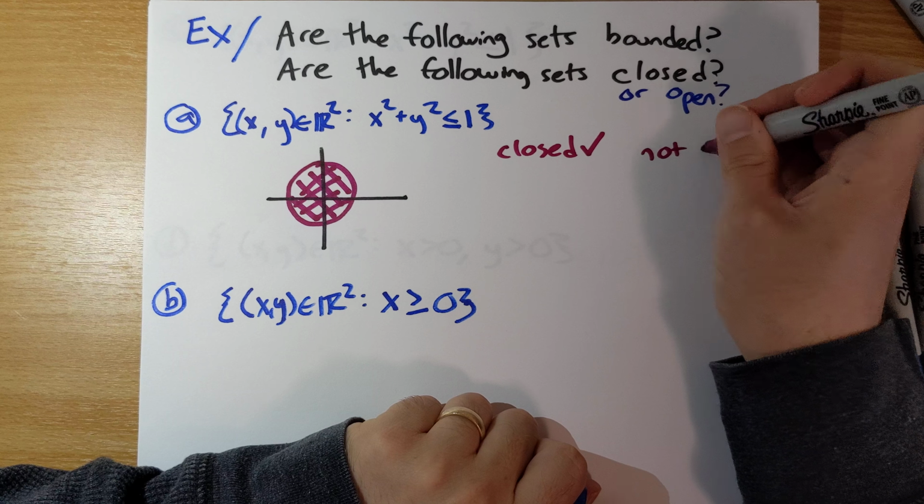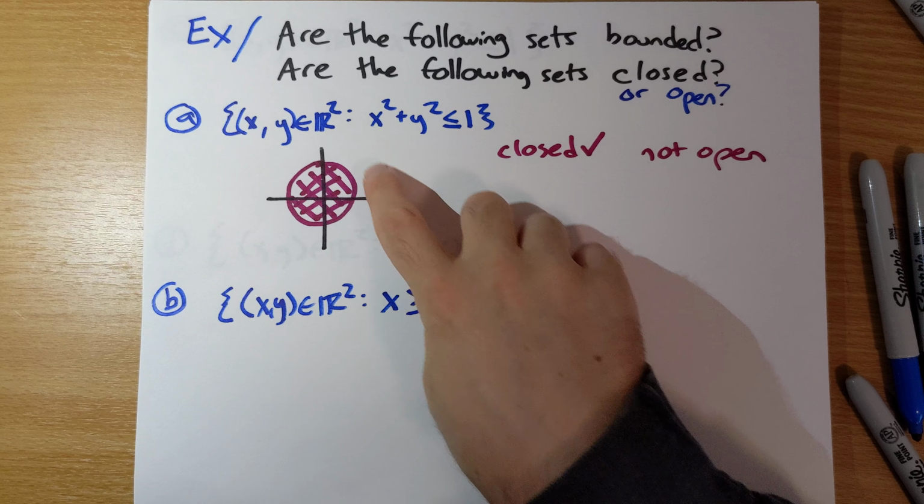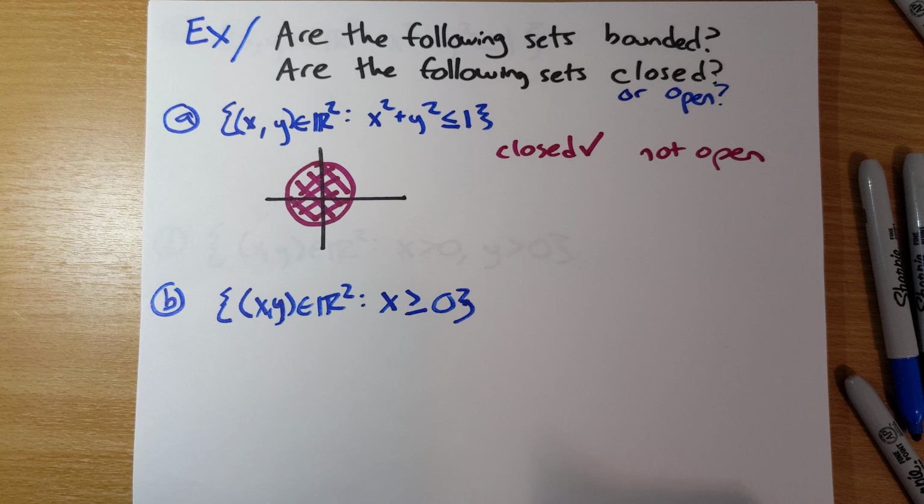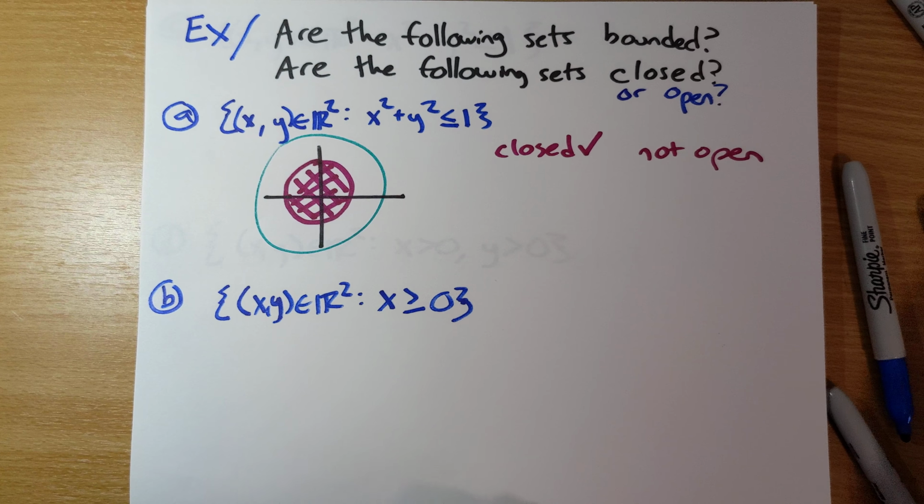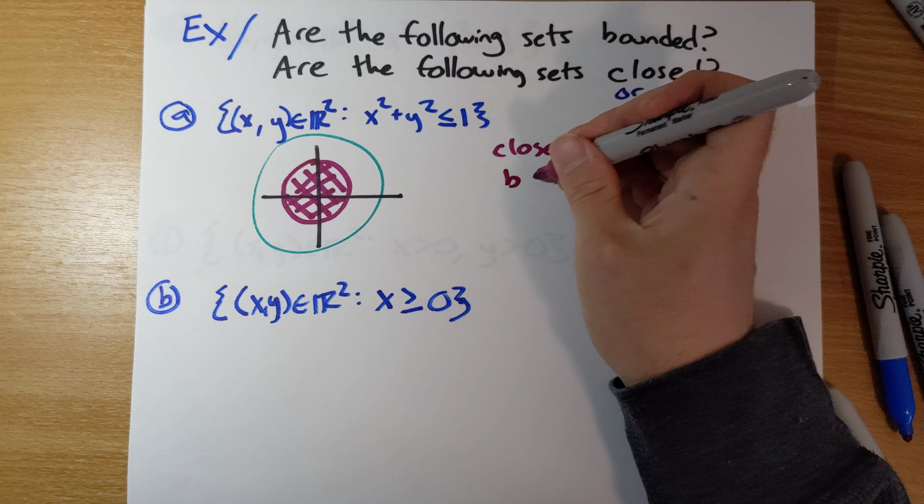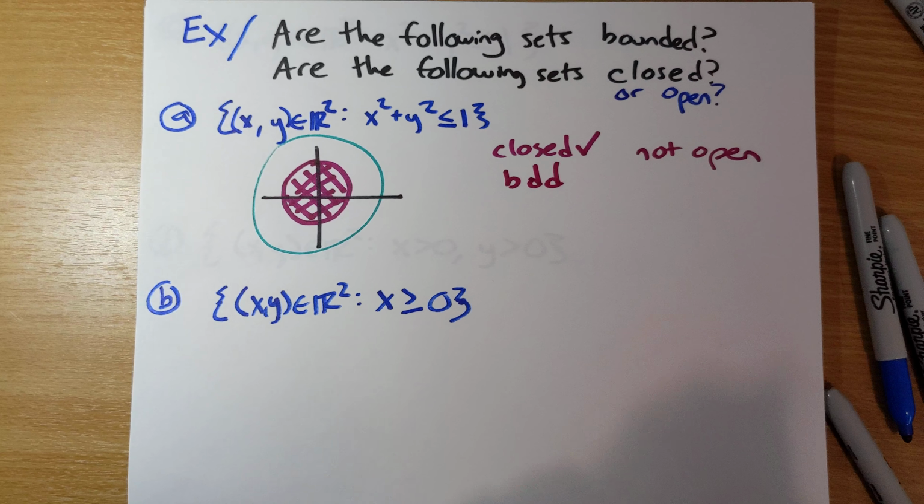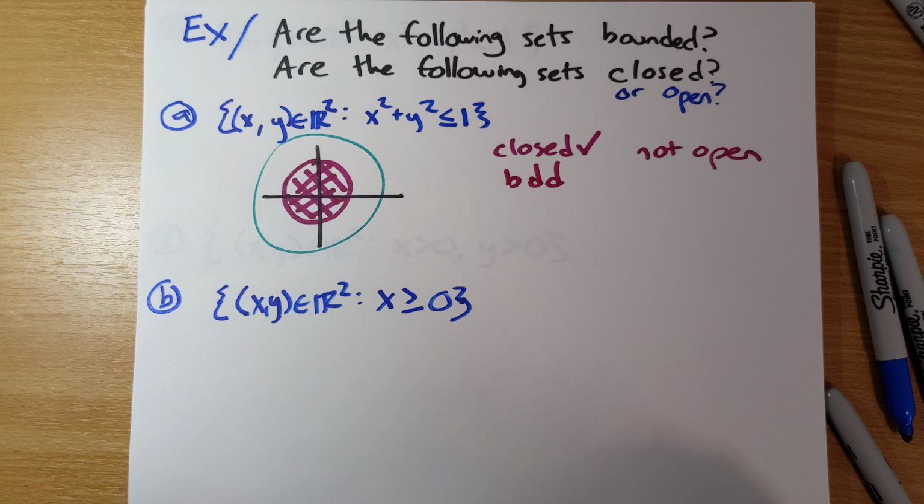And it's not open because the points on the boundary are not interior points, so it doesn't consist entirely of interior points. Is it bounded? Yes, it's bounded because I can draw a bigger circle around it. So this is closed and bounded. In section 14.7, we're going to make a big deal about closed and bounded sets.